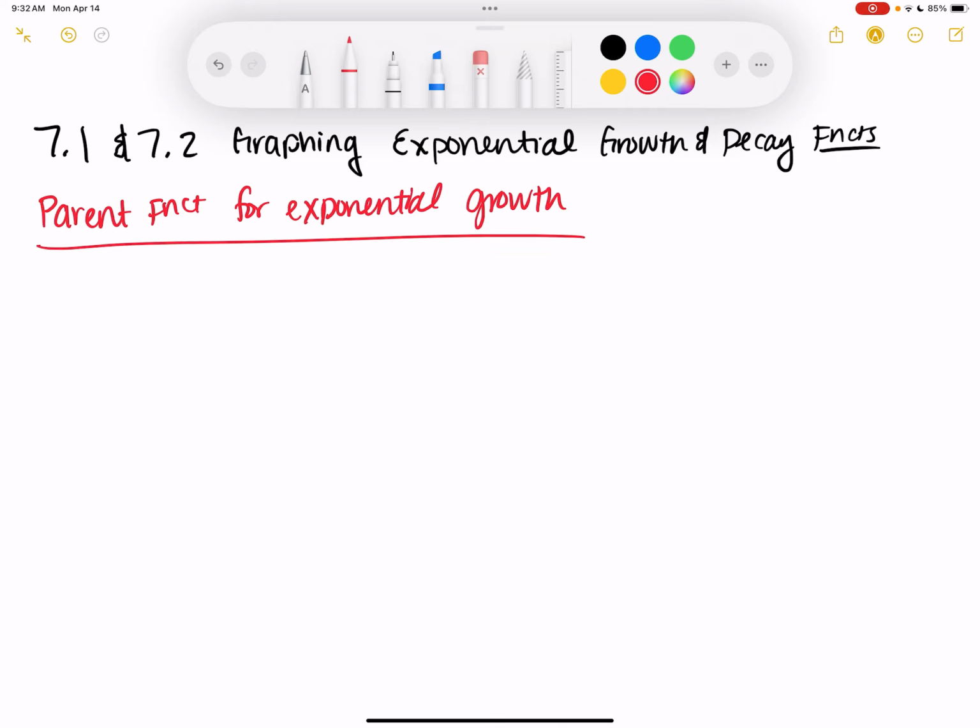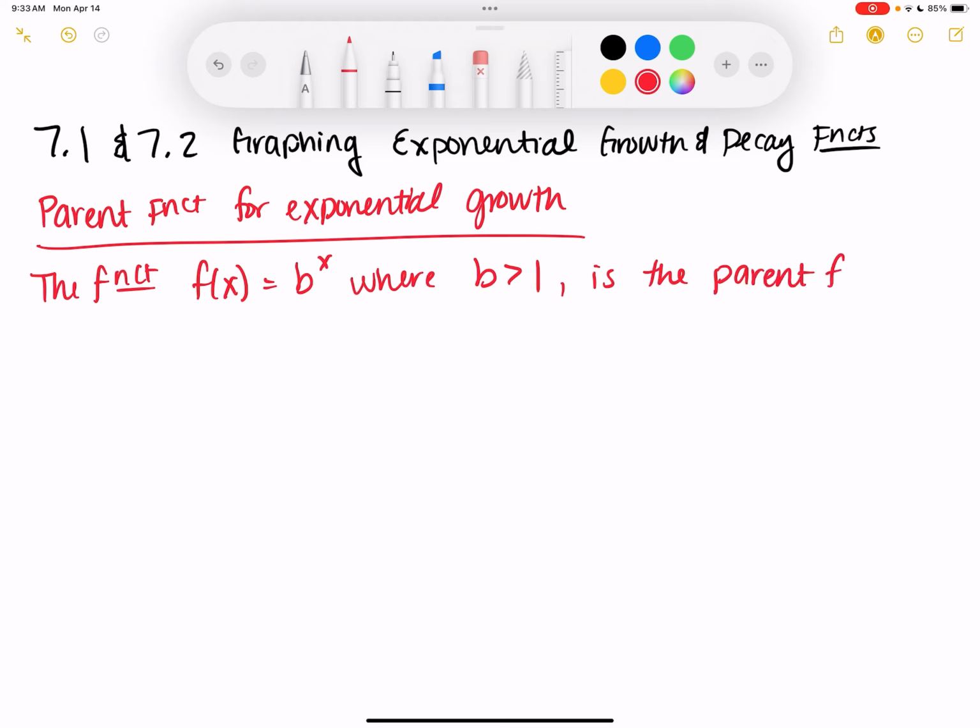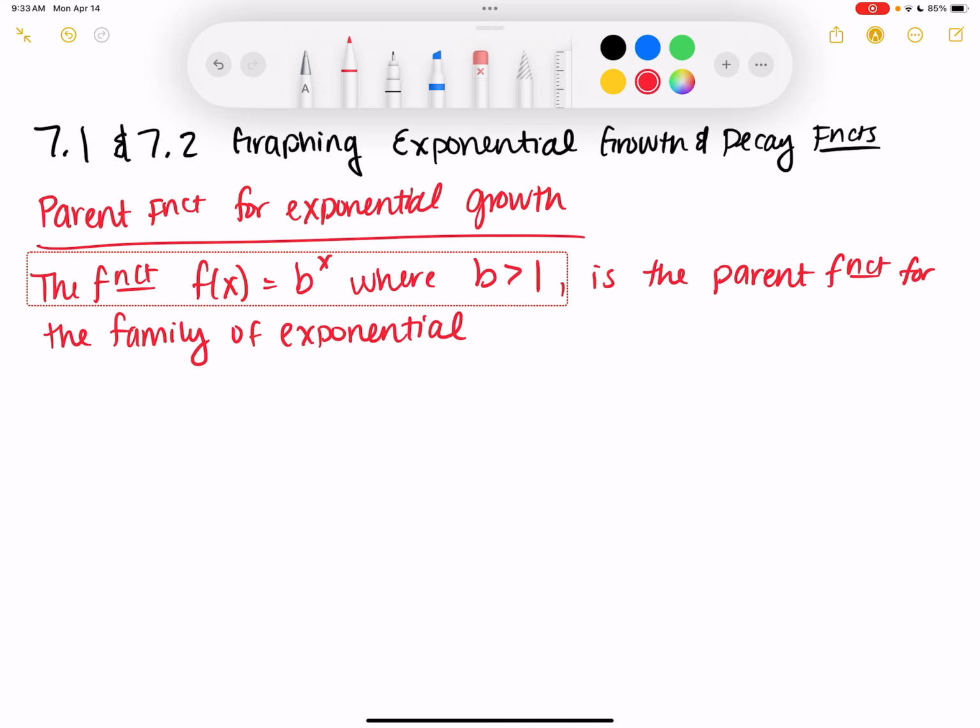so we have the function f of x equals b to the x, where b is greater than 1, that's the key part there, is the parent function for the family of exponential growth functions with base b.